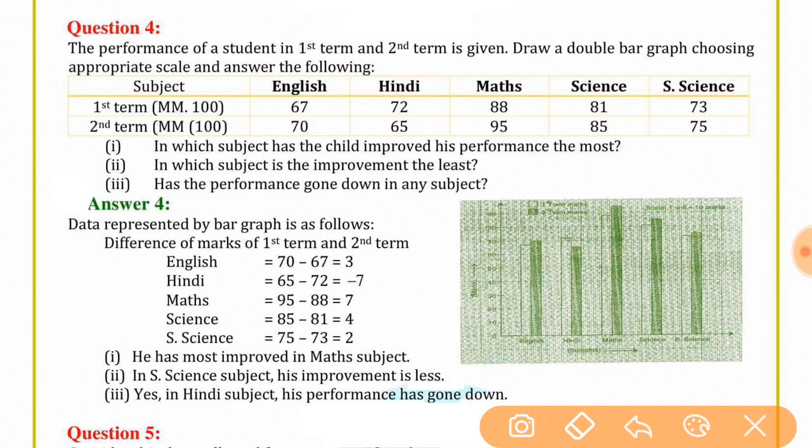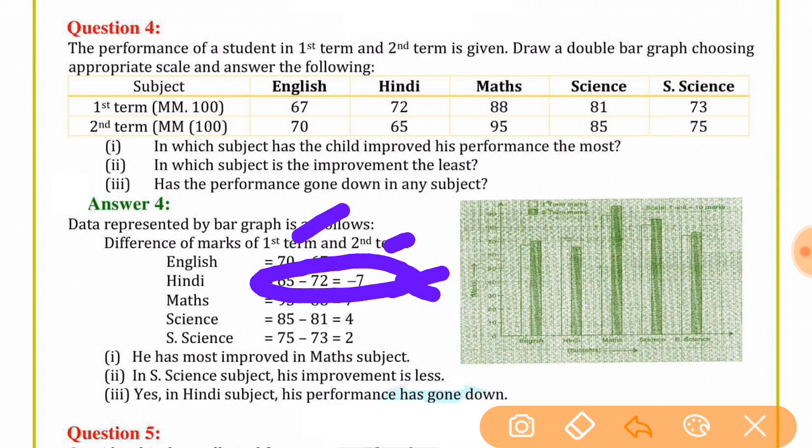So in which subject has the child improved his performance the most? Improved means it should be increased, isn't it? So find the difference for each subject. So 70 minus 65 is 5. 65 minus 72, it is minus, so it won't come. You can cancel it. Okay. Then 95 minus 88, so 7 marks.